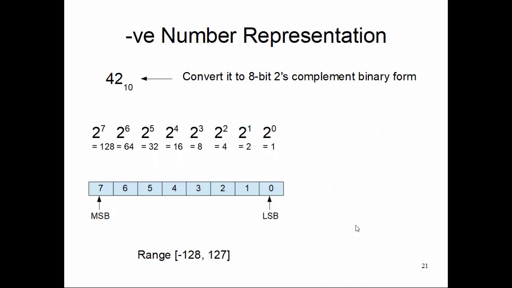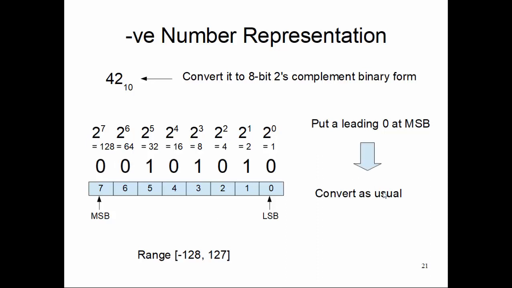So 8-bit, we know the range is -128 to 127. We put the indices and then we put a leading 0, which means it's positive, and then convert as usual if it is within the positive range. So we put a leading 0, and the rest of the bits we convert as usual.